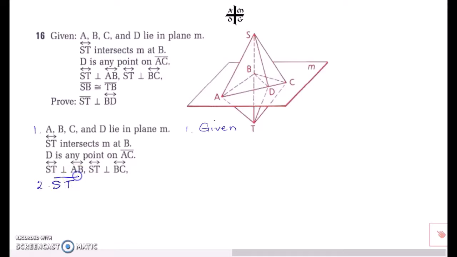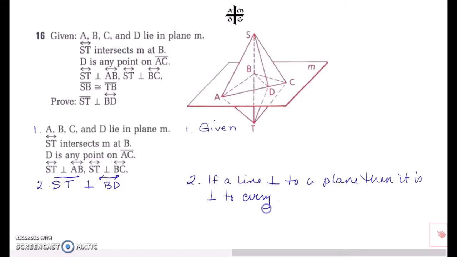then I can say that ST is perpendicular to line BD, because if a line is perpendicular to a plane, then it is perpendicular to every line in the plane that passes through, don't tell your English teachers I shortened that, its foot. So that's one more reason for doing two sections today.